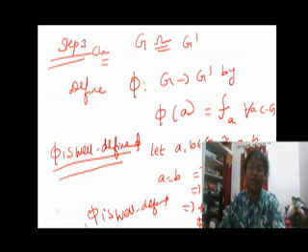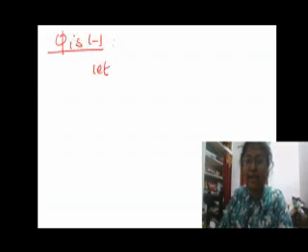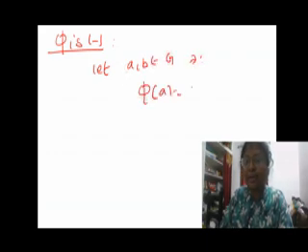Right now, I'm going to prove the function phi is an isomorphism. In order to prove this, I'm going to prove it is one-one, it is onto, and then it satisfies the condition of homomorphism. First, let me start with one-one. I'm going to prove phi is one-one. For that, let me take again A, B belong to G such that phi of A is equal to phi of B.